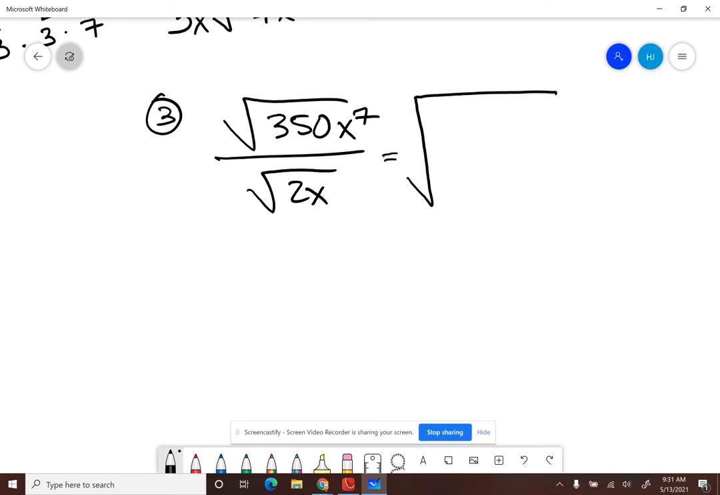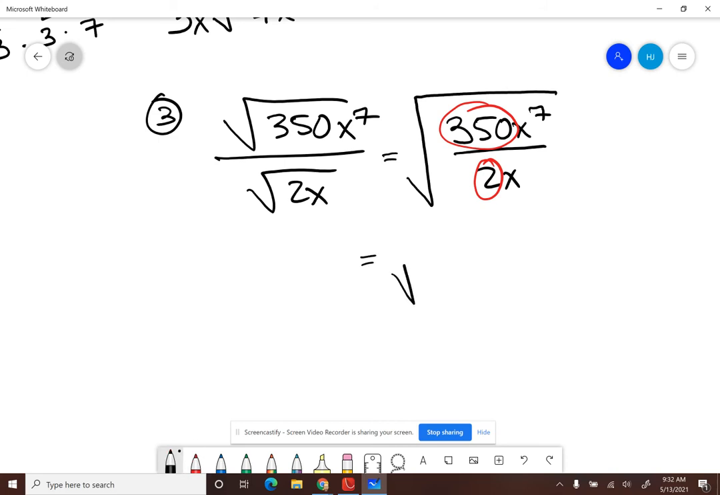Boy, that's a huge one, right? I'm going to put all of this information under one radical, and you're really going to see why in just a second. So you have 350 x to the 7th over 2x. Now, right away, hopefully you're starting to see why we did that, because we're going to see how truly simple this is going to get. What I want you to notice is you have a 2 down here as a coefficient, and you have a 350 here as a coefficient. So right away, we know that we can simplify this fraction a little bit. So we're going to go ahead and do that.